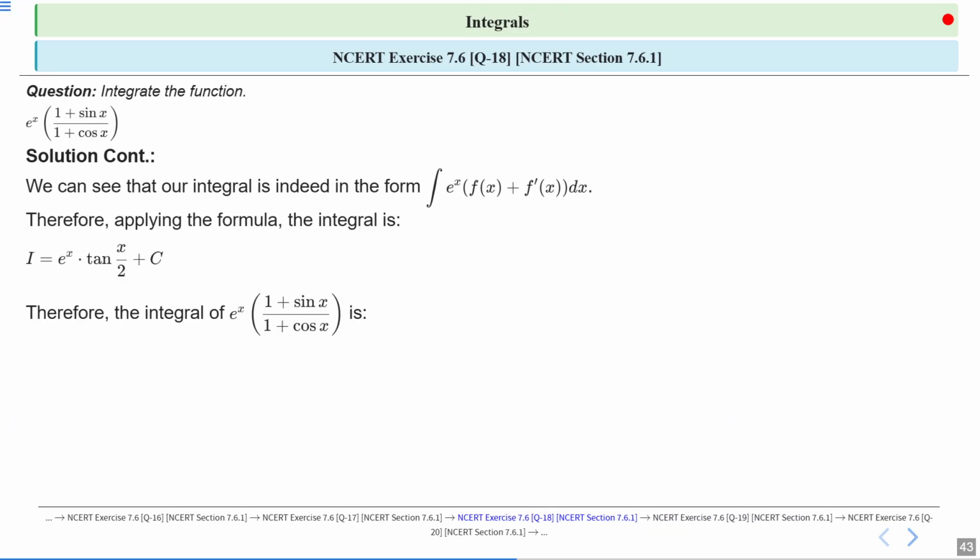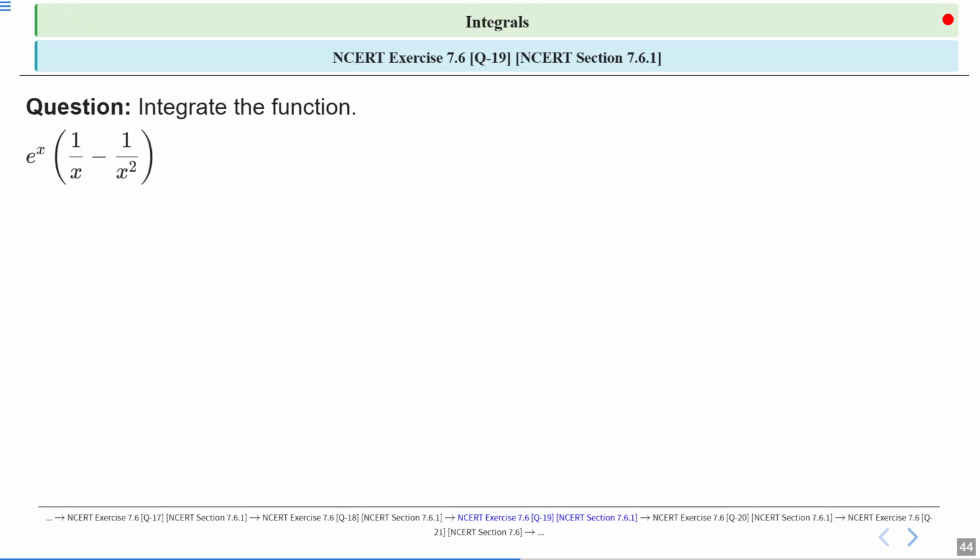So it is indeed in the form of integral of e^x into f(x) plus f'(x) dx. Therefore, by applying the formula, the integral is e^x into tan(x/2) plus c. So question number 19 is, we have to integrate the function e^x into 1 by x minus 1 by x square. Just identify which function is f(x) and which one is f'(x) and apply the special case.